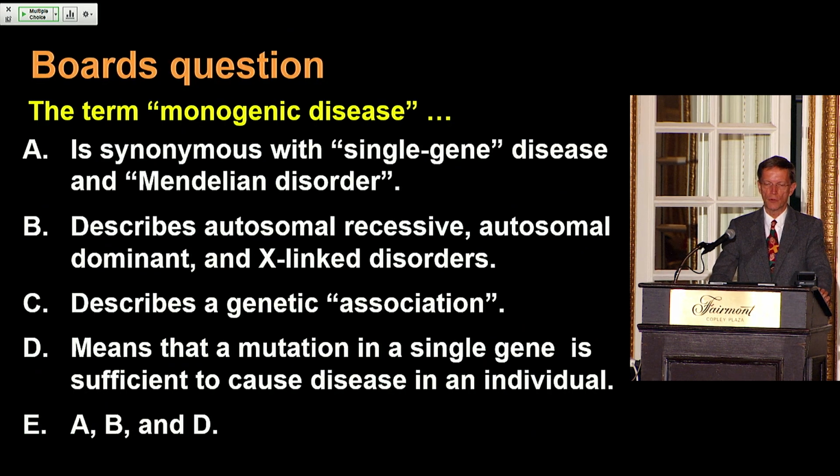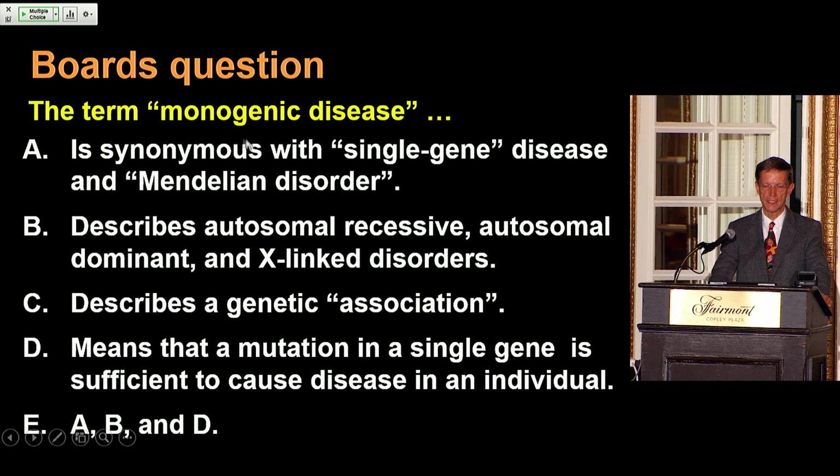So, quick boards question. The term monogenic disease means: A, it is synonymous with single gene disease or Mendelian disorder. B, it describes autosomal recessive, dominant, and X-linked disorders. C, it describes a genetic association. D, it means that a mutation in a single gene is sufficient to cause disease in an individual.